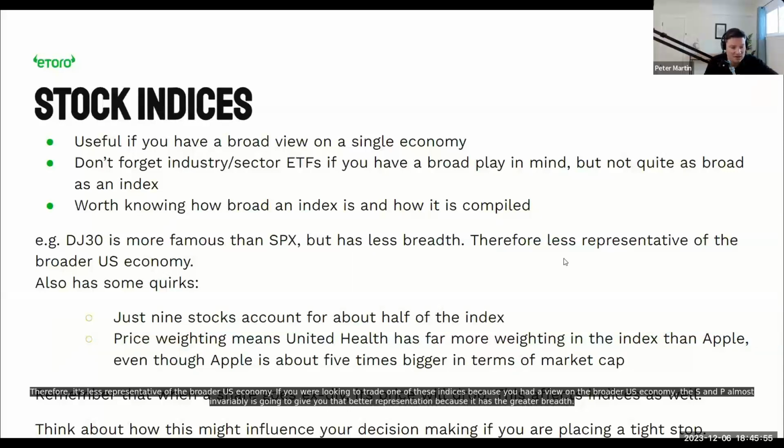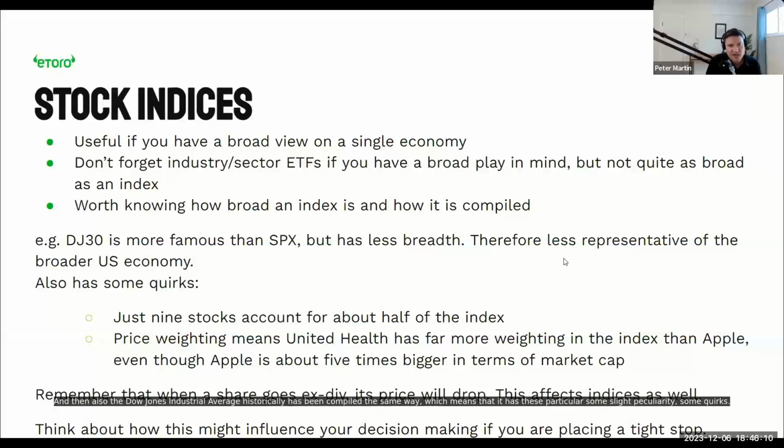If you were looking to trade one of these indices because you had a view on the broader US economy, the S&P almost invariably is going to give you that better representation because it has the greater breadth. And then also the Dow Jones Industrial Average historically has been compiled the same way, which means that it has some slight peculiarities, some quirks. Dow Jones is only 30 stocks in it. Just 9 stocks account for half of that index in terms of where the price of the index comes from.